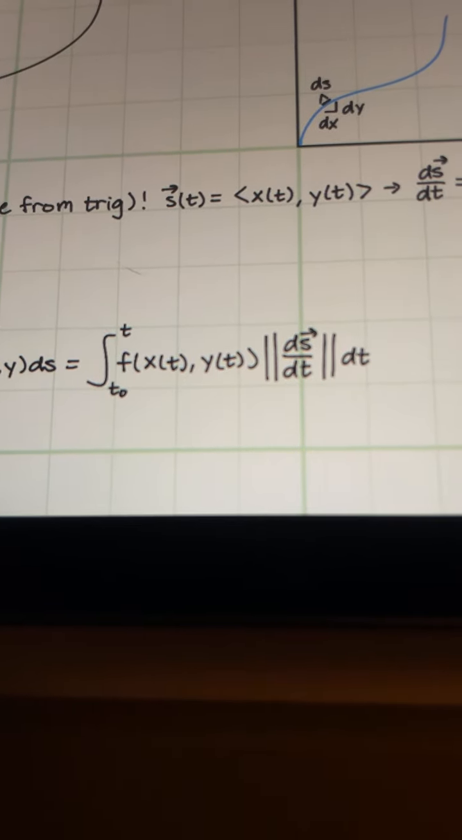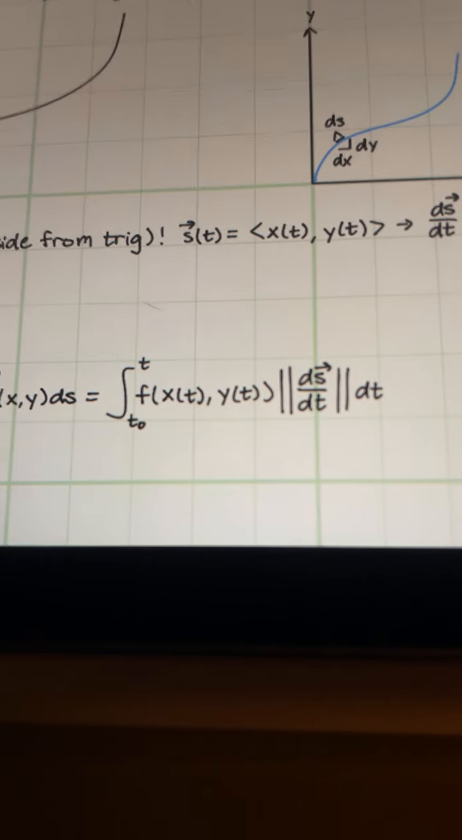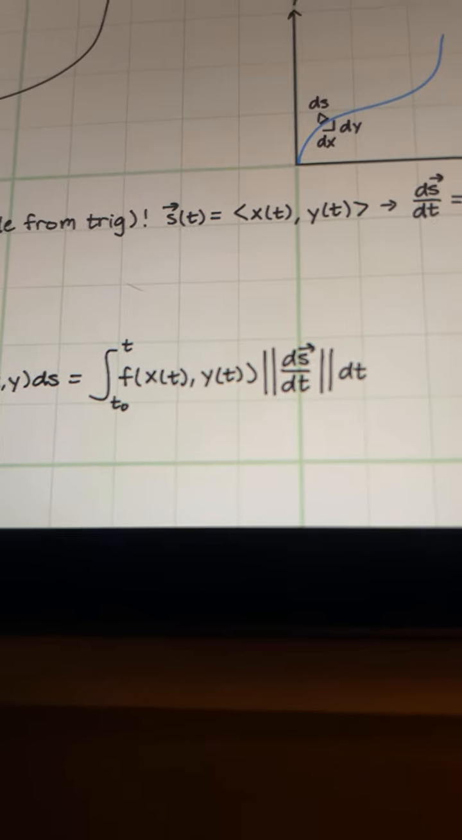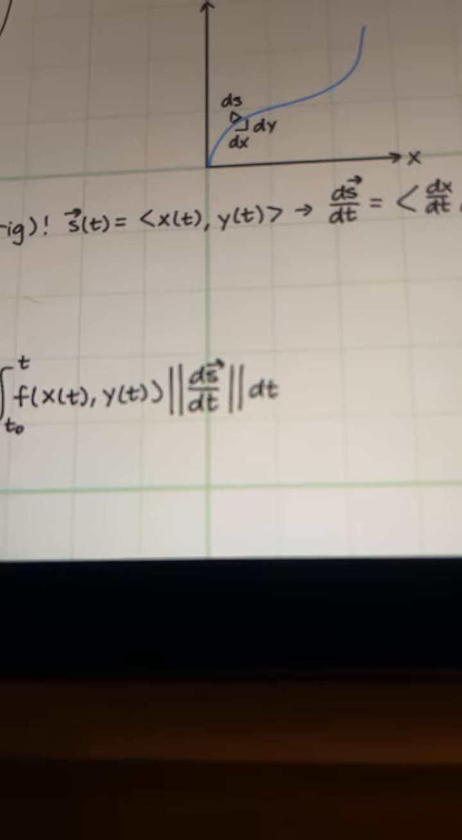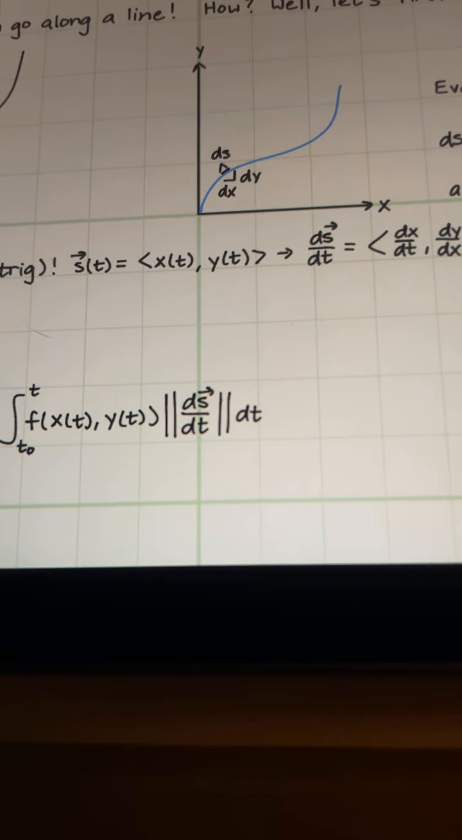So we take the integral from the beginning of the line to the end of the line, which are t naught and t. x and y of t lock us onto that line because those are the parameterized coordinates in the xy plane. And then we multiply by the ds that we found. This will work for any scalar line integral, not vector line integrals.